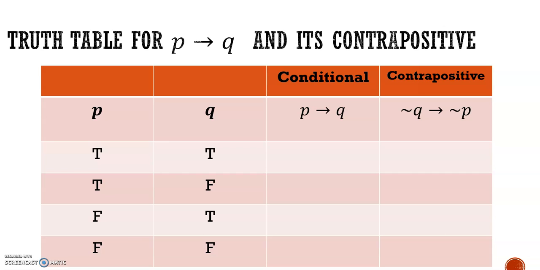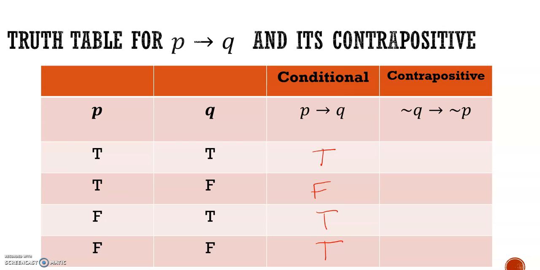We're going to look at the truth table for P implies Q and its contrapositive. First, P implies Q, true and true, true. True and false, false. False and true, true. False and false, true.